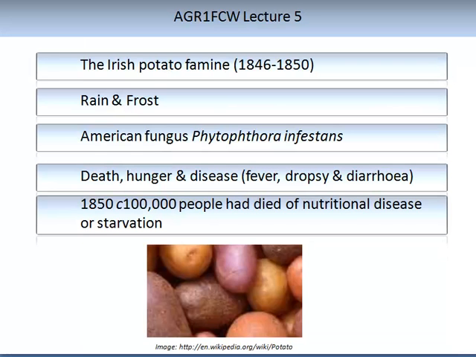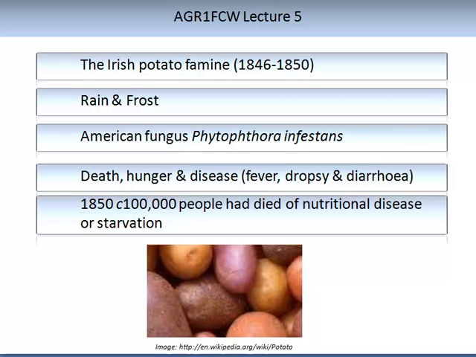I want to now talk briefly about the Irish potato famine, which occurred in 1846 to about 1850. Some climatic events, that is, prolonged periods of rain and frost, laid down the ideal conditions for the American fungus Phytophthora infestans, or more commonly known as potato blight. These conditions were ideal for this disease to proliferate in the potato. This led to a significant reduction of the number of potatoes being farmed during this period.